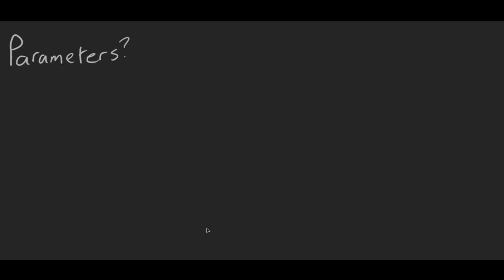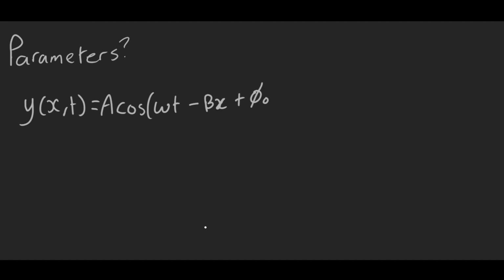Okay, so to understand the parameters of a traveling wave, let's consider a one-dimensional traveling wave for an example. So here we have y of x and t equal to A times sine or cosine, let's go with cosine, omega t, plus minus, let's go with minus, beta x, plus minus, let's go with plus phi naught. This is the initial phase shift, and beta is the phase constant of your traveling wave.